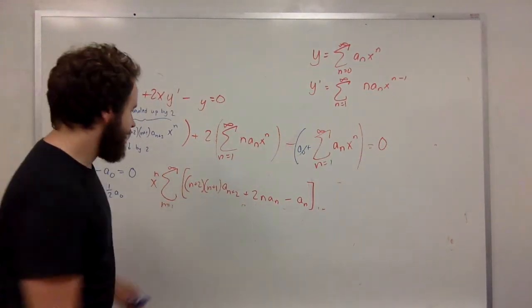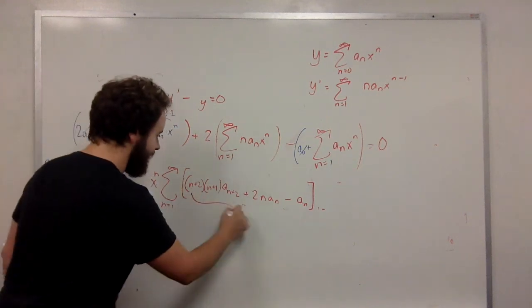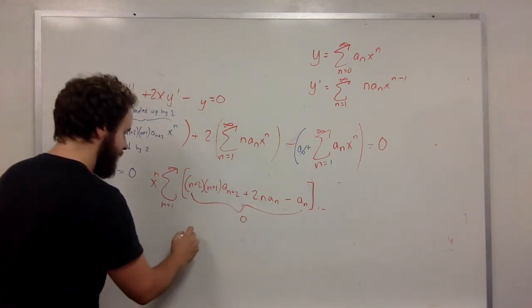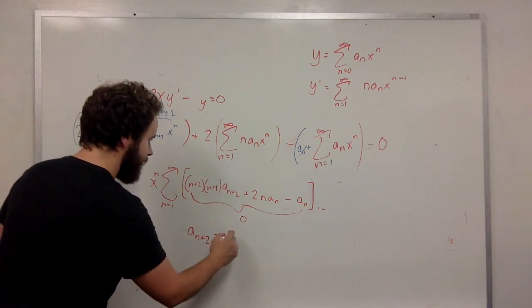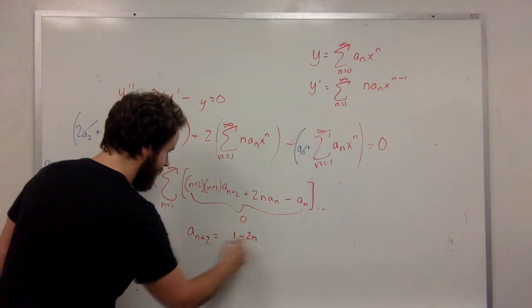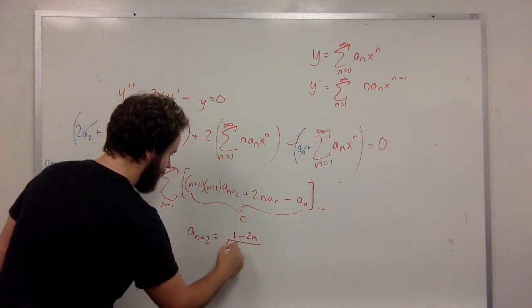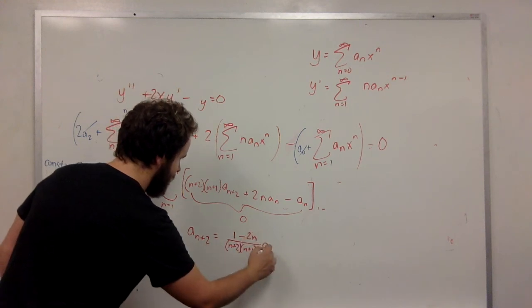So here we have a relationship between a sub n plus 2 and a sub n. Because this is supposed to equal 0, a sub n plus 2 is equal to, here we go, buckle your seatbelts, 1 minus 2n over n plus 2 times n plus 1 times a sub n.